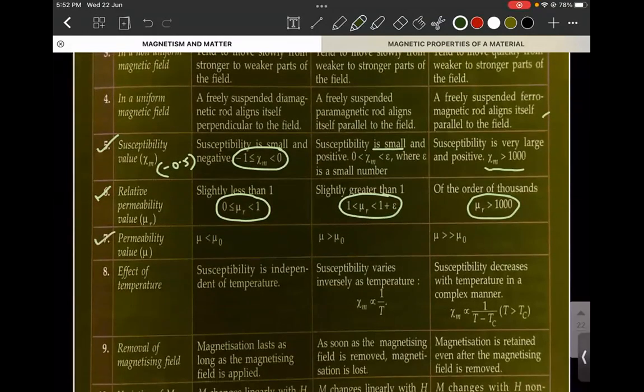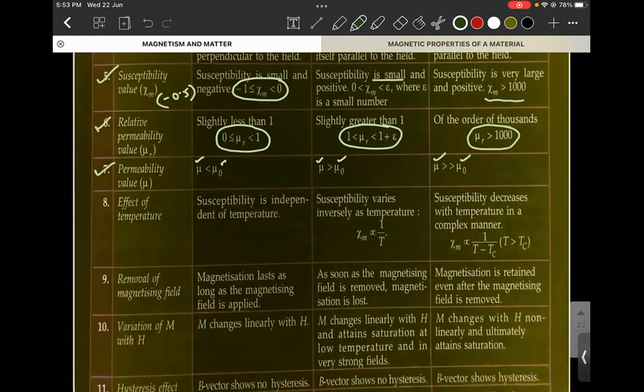Next is the permeability value. The permeability of a diamagnetic substance is lesser than the permeability of free space. The permeability of a paramagnetic substance is greater than the permeability of free space. The permeability of a ferromagnetic substance is very much greater than the permeability of free space. Means if free space is able to allow the magnetism to penetrate through it, ferromagnetic substances will be even more ready to do that.